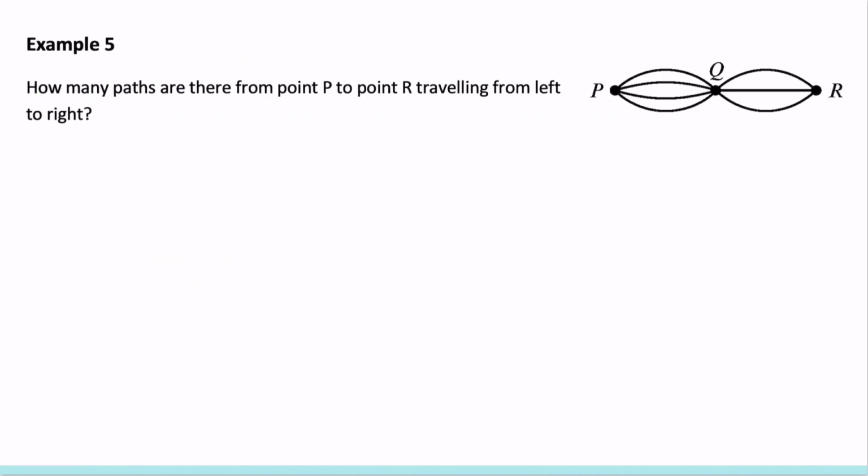Example 5, how many paths are there from point P to point R, traveling from left to right? And we did just complete this in our last chapter where we looked at networks and we had to think about all of the different paths and routes that we can take. Well, now we can utilize the multiplication rule, because in my first stage, I can see that I've got 4 choices, and in my second stage, I've got 3 choices. So what can I do? I can multiply those to give me 12 different paths, 12 choices that I can make.